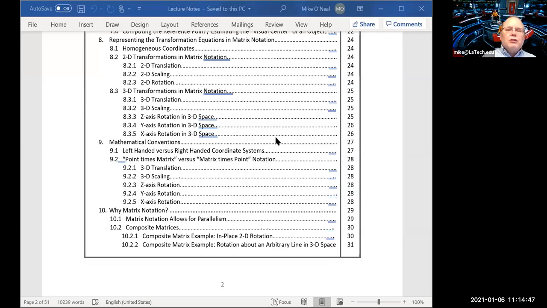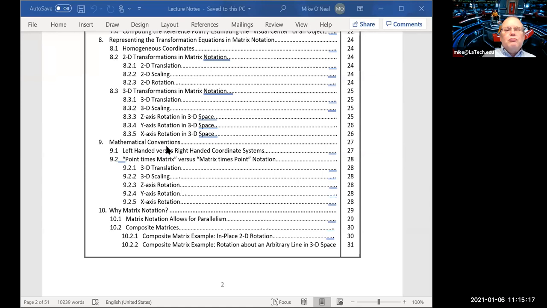So here's where we stand as far as the notes are concerned. We're about to start talking about matrix notation. I gave you guys just a little bitty taste of that at the end of lecture on Monday. But this is what we're going to be talking about today. We're going to be talking about homogeneous coordinates, matrix notation for 2D and 3D. We're going to be talking about a number of various mathematical conventions.